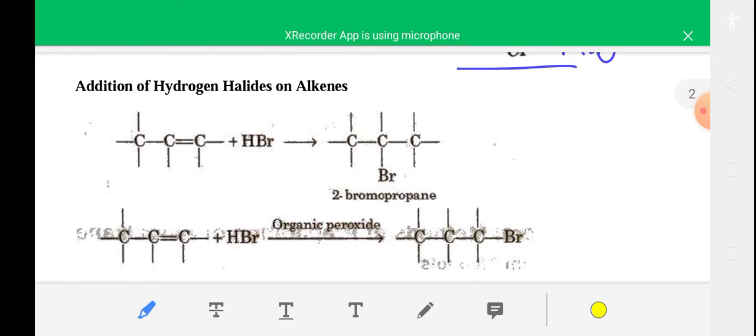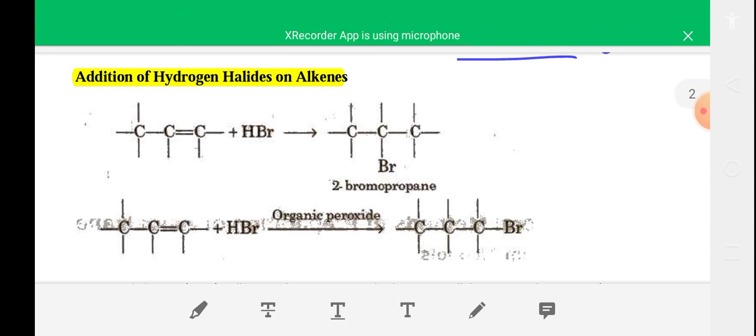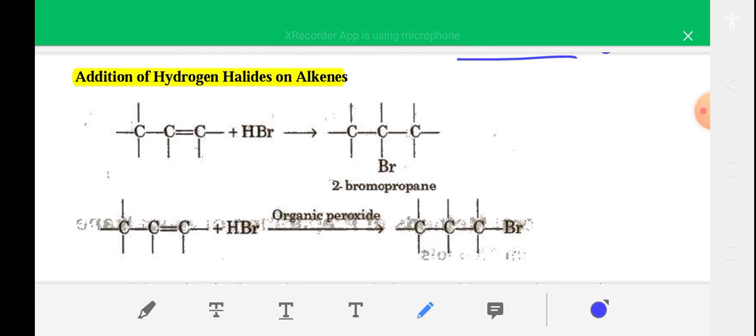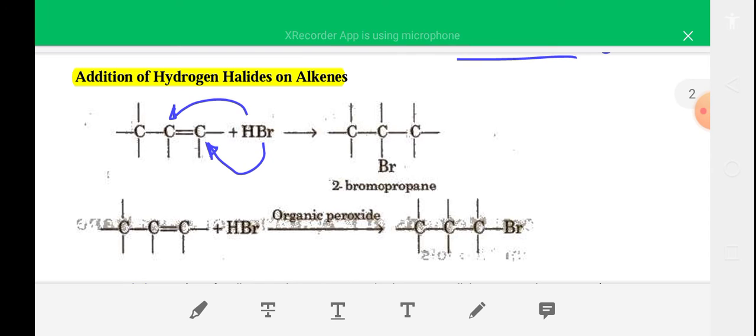Now see, addition of hydrogen halides on alkenes, addition of HX on alkenes. This is an alkene, one double bond is present in this compound, so this substrate is an alkene. And now if you add HBr or HCl or HI to this alkene, you will see that the double bond of the alkene will break, and a hydrogen atom and a Br atom will be attached to the two double bonded carbons. So using this method, addition of hydrogen halides on alkenes, you can prepare haloalkane.